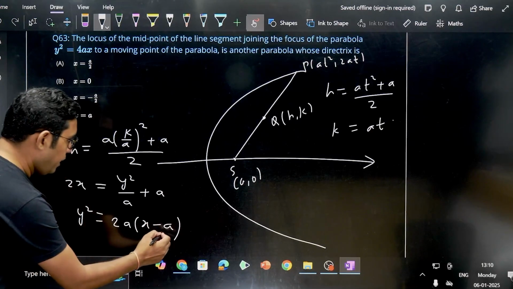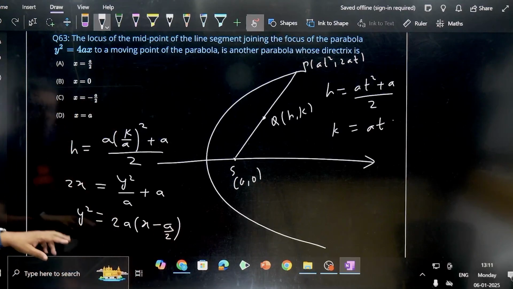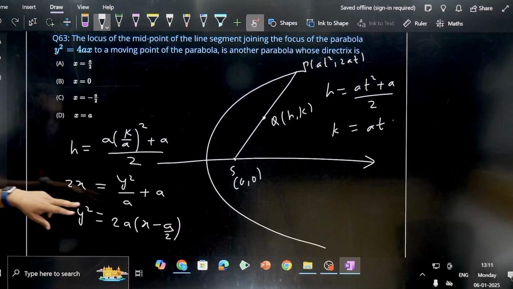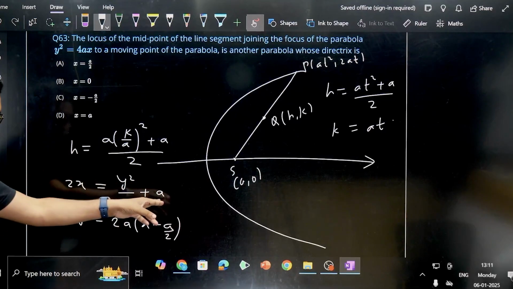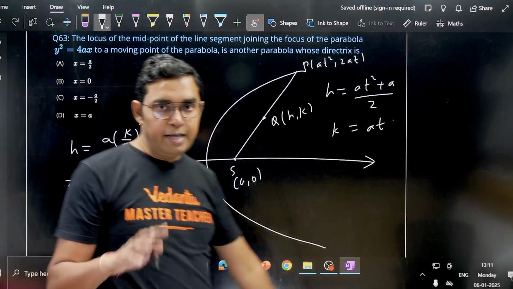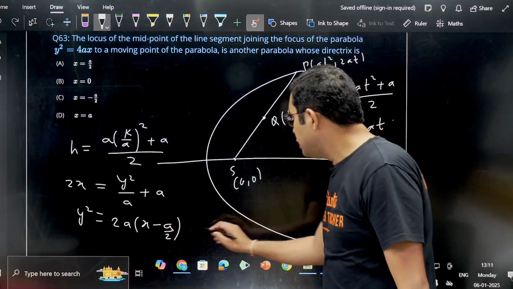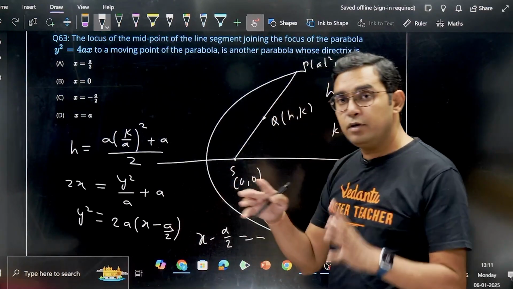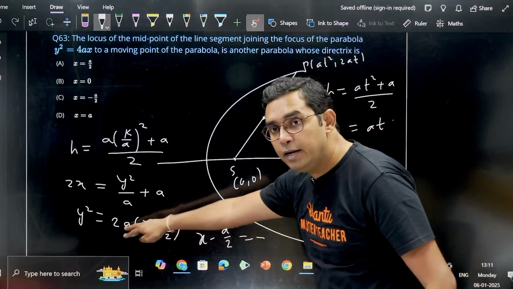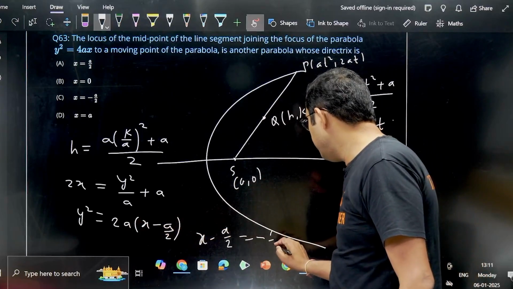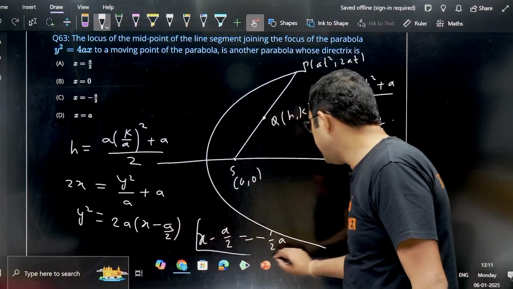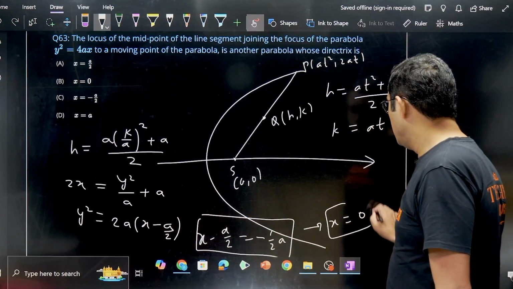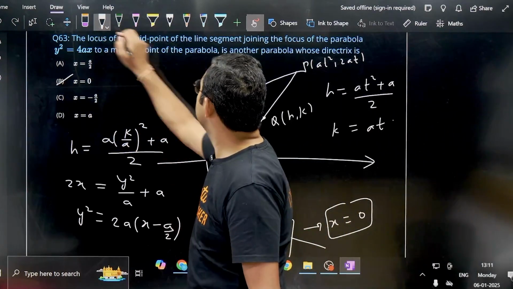Actually 2x minus a by 2. If you take 2a common like this, then it will be a by 2, because it should have been, just one minute, a square here. Yeah, so you can say its directrix should be at x minus a by 2 is equal to minus of 1/4 of the latus rectum, that is 1 by 2 into a. So for the directrix I think we need to solve it, which is nothing but x is equal to 0. So the answer for this question is B.